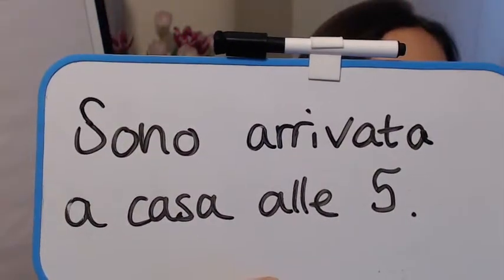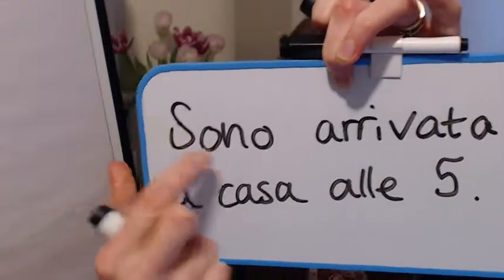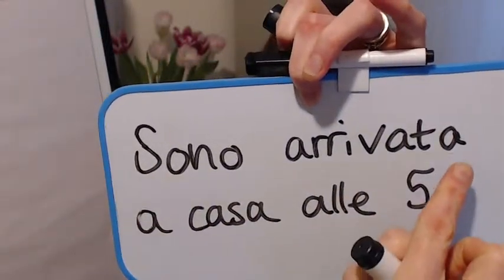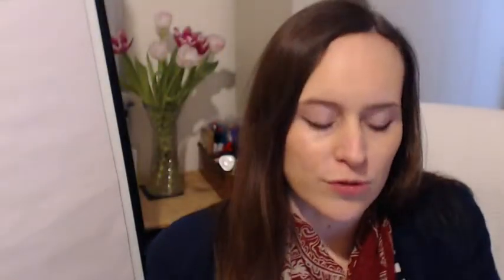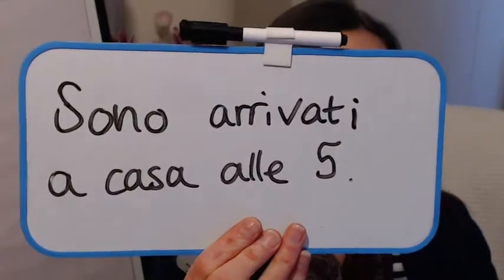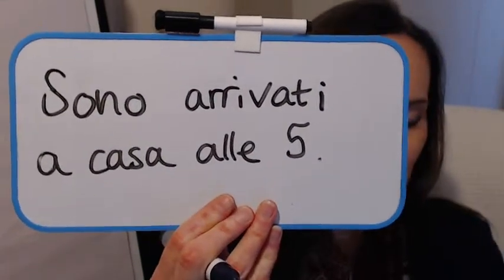I arrived. So not only do the endings of verbs that take essere in the past tense change if you're a lady, they also change in the plural, right? So let me show you something. If this were to say sono arrivati a casa alle cinque, this means something else. So I'm going to show you the whole conjugation of the verb essere in the present tense in a moment, because you're going to need that to form this tense.